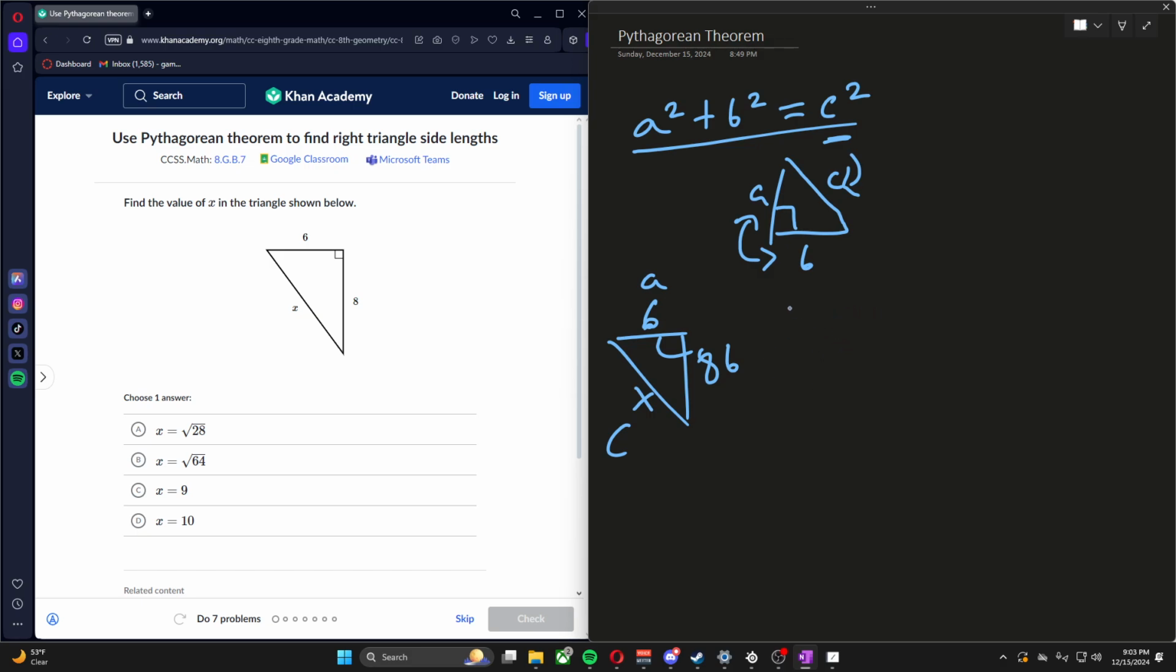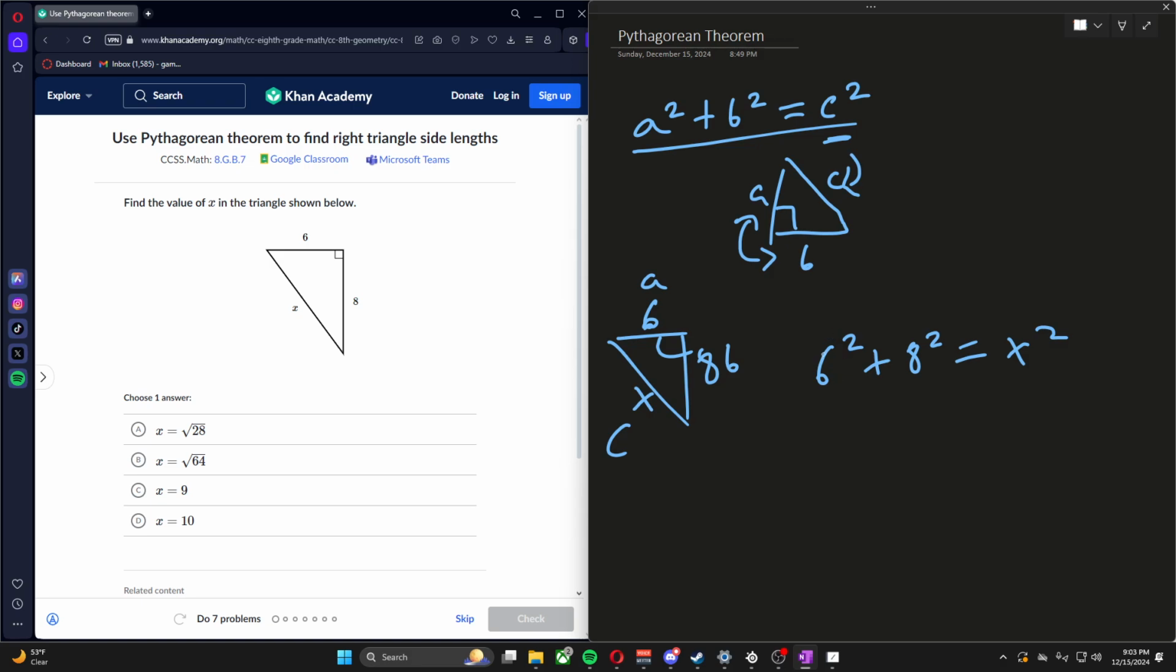So we can take 6 squared plus 8 squared equals C squared, which in this case would be x. So we can just replace that with x, make that x squared. And so now from here, it's basic algebra that you've been doing for the past like half year.